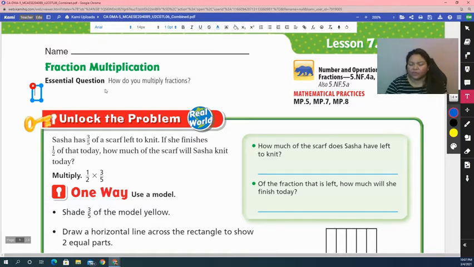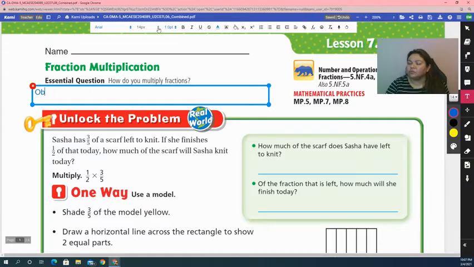I kind of went over this yesterday. So our objective, go ahead and write this. You should be writing this in your notebook, taking notes. Our objective is we will multiply fractions. Very short objective today. So we will be multiplying fractions.